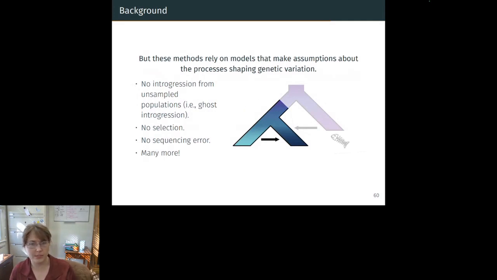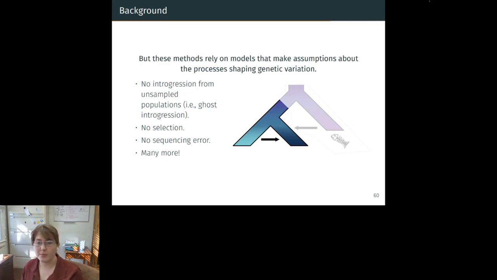And these models make assumptions about the processes that shape genetic variation. And so, for example, most of the methods that we talked about are going to ignore the potential of introgression from unsampled populations, also called ghost introgression. And so perhaps there's been introgression from an extinct population or a population that just wasn't sampled. Most of these models are also going to ignore selection, and they're going to ignore things like sequencing error and many other things.